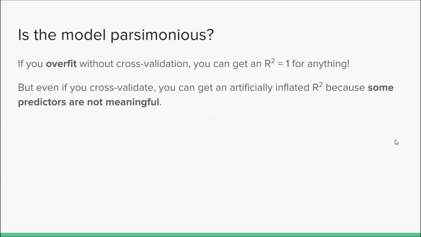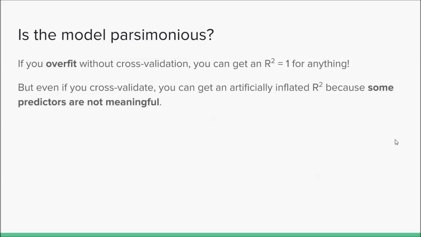So even if you cross-validate within your own data set, you can still get an artificially inflated R-squared because some predictors that you generate might not be meaningful. So if you have too many predictors, let's say one for every 2 data points, you still would have some interpretation problem there. So this isn't really quite a parsimonious model because there's probably a way to construct a model which has even fewer variables and which encompasses the effect that you have in a more theoretically sensible way.